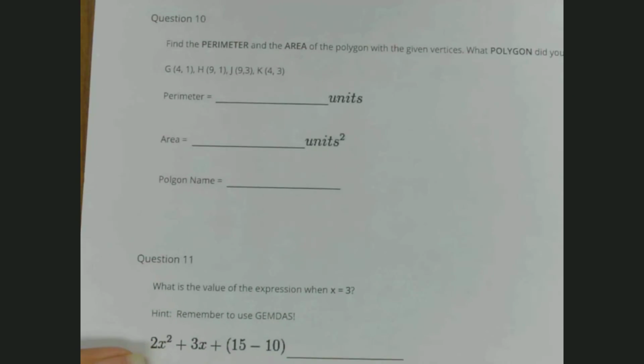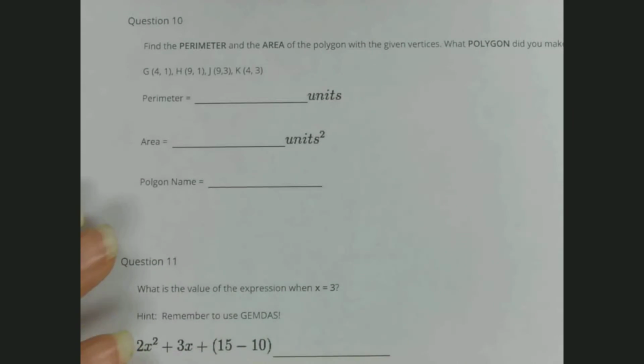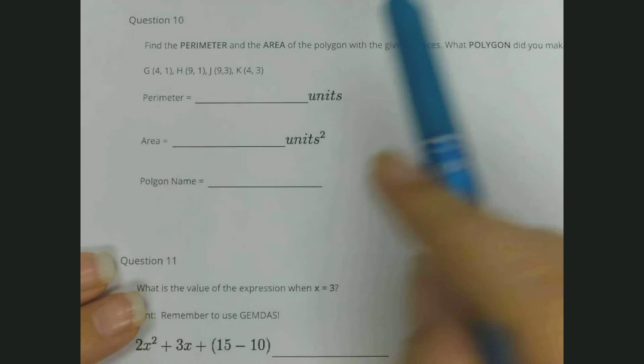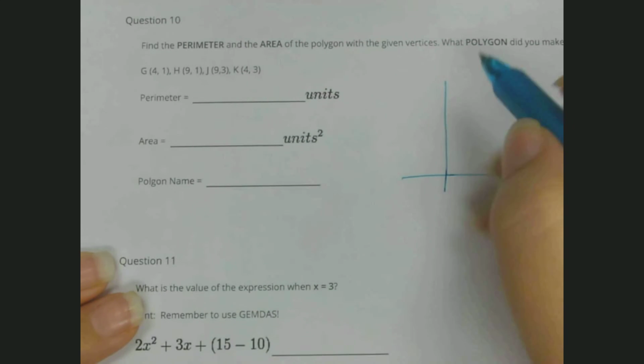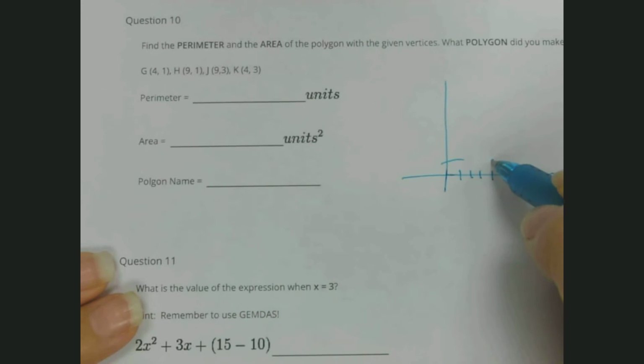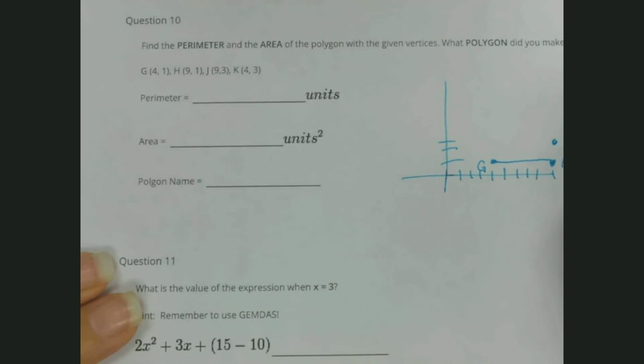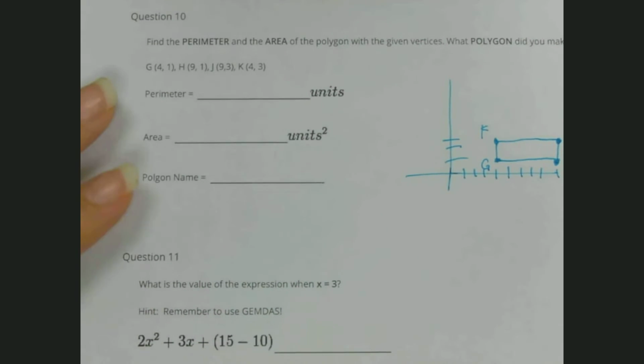But the next one is similar. Question number 10. And this one, this polygon is going to be a square, I'm pretty sure. Because you would graph this, go 4, 1, 9, 1, that's G, H, and you do 9, 3, which is J, and then K is 4, 3. Yeah, so this is a nice rectangle. This one you can find the perimeter and the area.